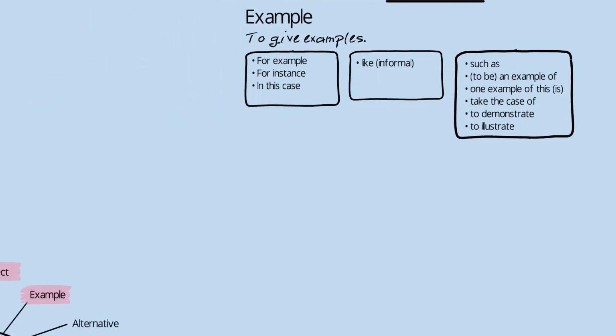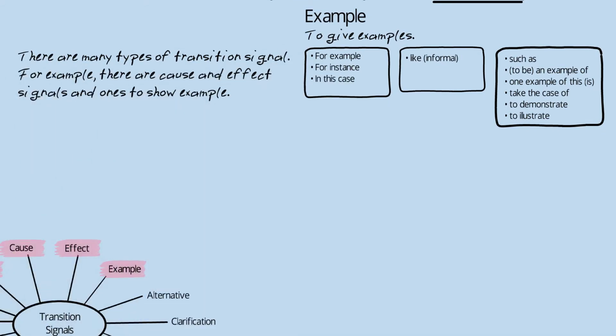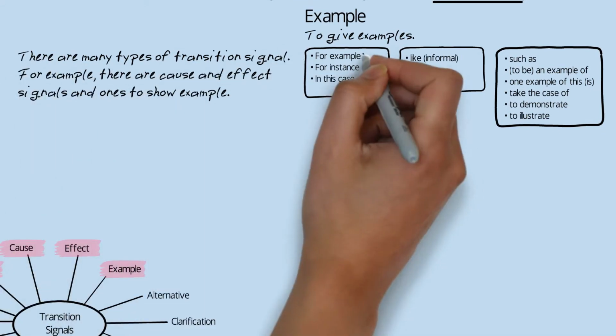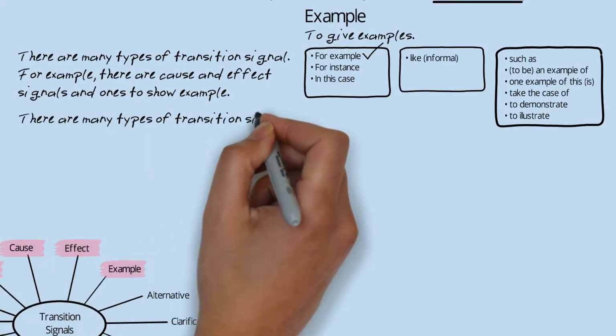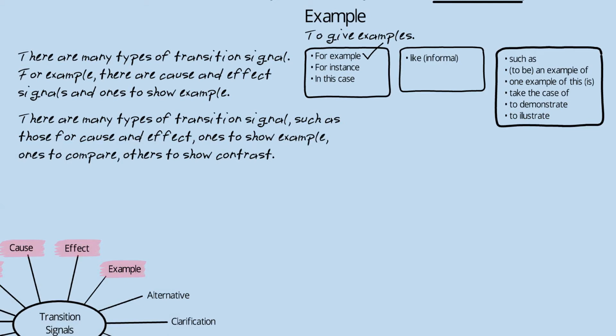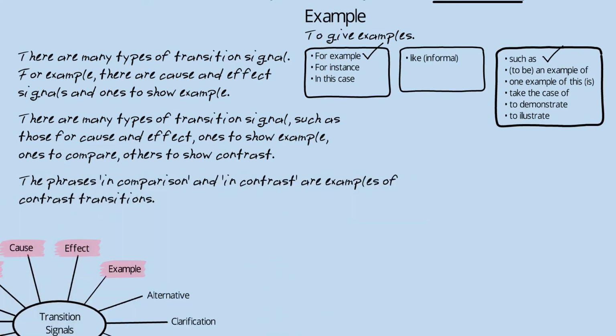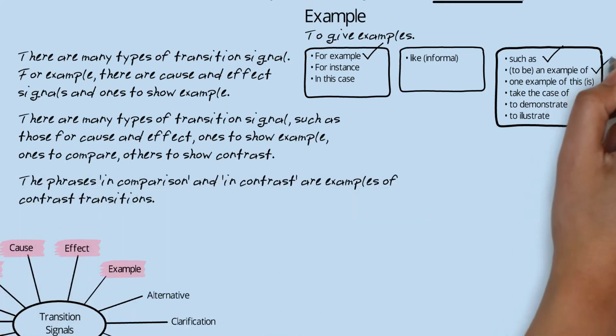So some examples. There are many types of transition signal. For example, there are cause and effect signals and ones to show example. There are many types of transition signal, such as those for cause and effect, ones to show example, ones to compare, others to show contrast. Finally, the phrases in comparison and in contrast are examples of contrast transitions.